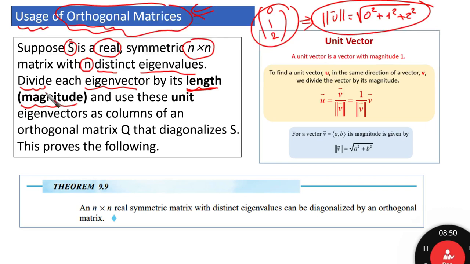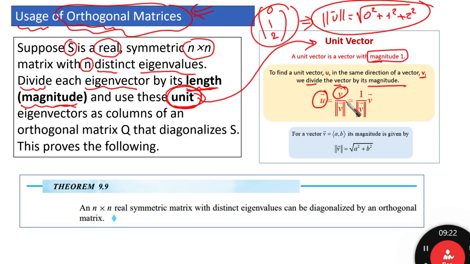So if we have the eigenvector, we are going to divide each eigenvector by its length or magnitude and use these unit eigenvectors. A unit vector is a vector with magnitude of 1. To find a unit vector u in the same direction as a vector v, we divide the vector by its magnitude. So u equals 1 over the magnitude times the vector itself. How can we obtain the magnitude? For a vector v equal to a and b, which are the elements of this vector, its magnitude is given as you can see here.